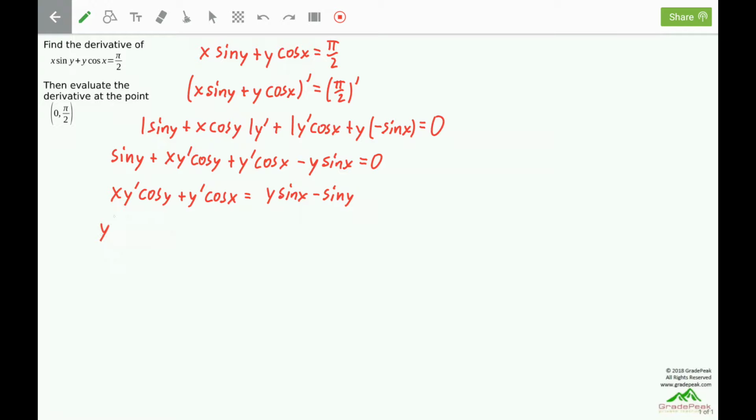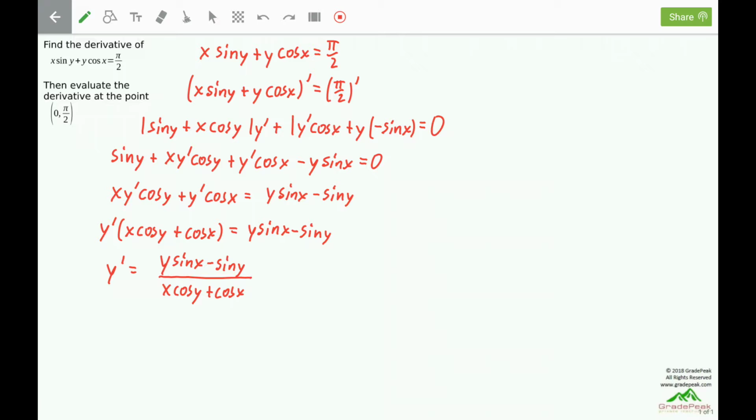We can now factor a y prime out on the left side. Leave the right side the way it is. And now we will divide both sides by the x cosine y plus cosine x to solve for y prime. And there's our derivative y prime.